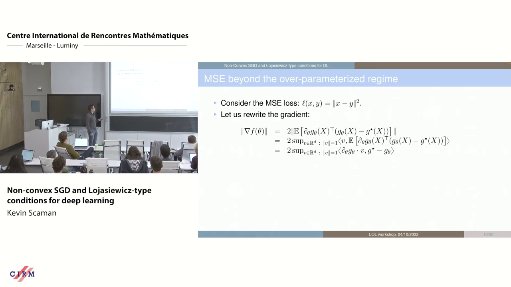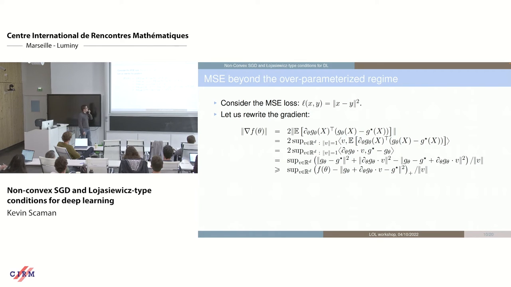If you think about it, I'm asking the question: can I, using the gradient, go in the direction where I want to go, which is towards G star, the target function, from where I am currently, which is G theta? So my current model, the target function, and I want to make sure that there is a descent direction that goes in the right direction.